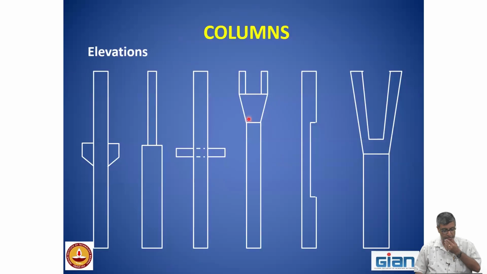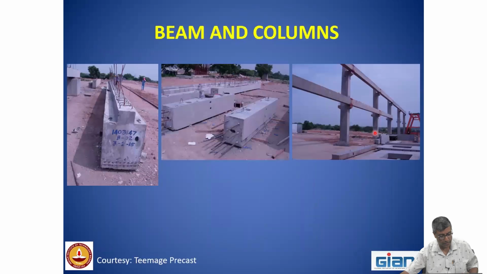Coming to the column units, we can have corbels to support the beams, or we can have some stepped columns like haunches, or we can have billets, which is like structural steel inserted to support the beams. We can have shapes to support the girders at the top, and this is a spandrel column which has a ledge to support a wall element. This is a Y-shaped column. Let us see some photographs.